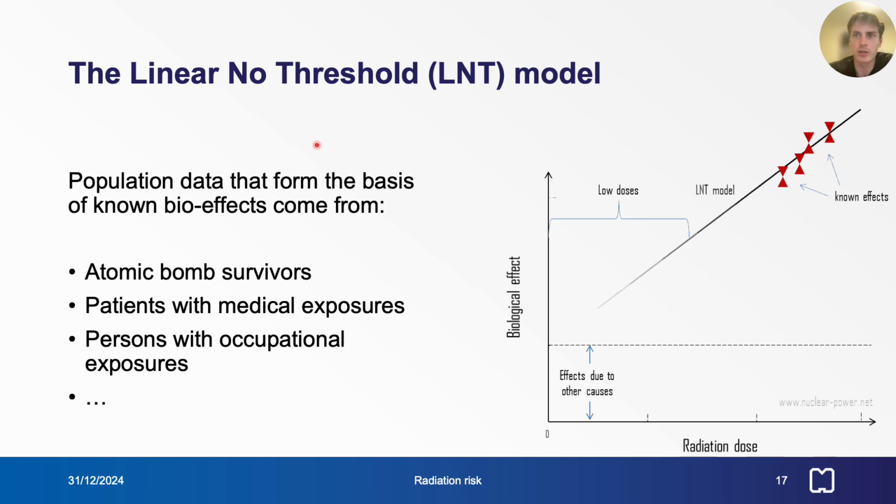We've seen how we can calculate risk based on numbers we found in tables provided by, for example, the BEIR committee, but where do these numbers come from? Well, they're based on the linear no threshold, or LNT model. Population data that form the basis of known bioeffects come from atomic bomb survivors, patients with medical exposures, and persons with occupational exposures. These known effects are measured in this high radiation dose region. So the LNT model extrapolates down to low doses to be able to estimate biological effect.